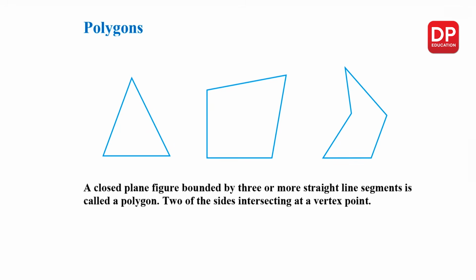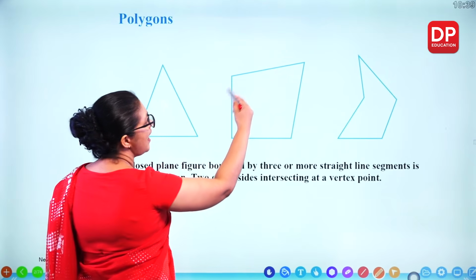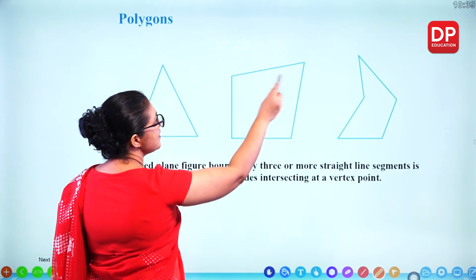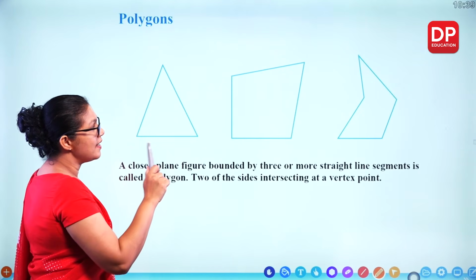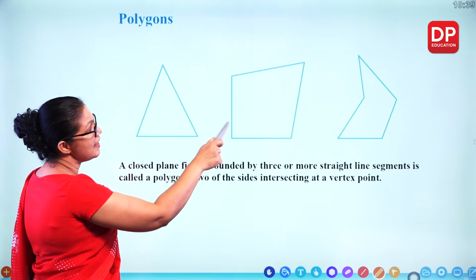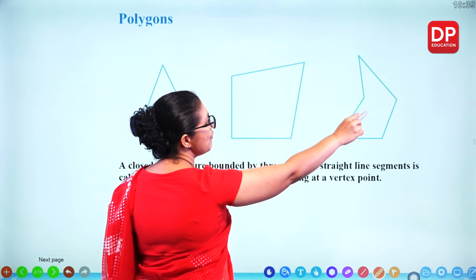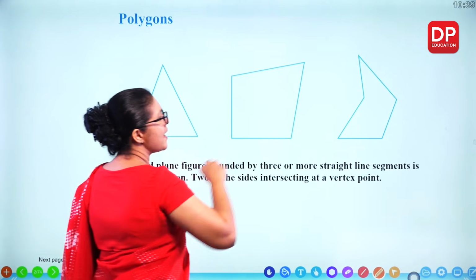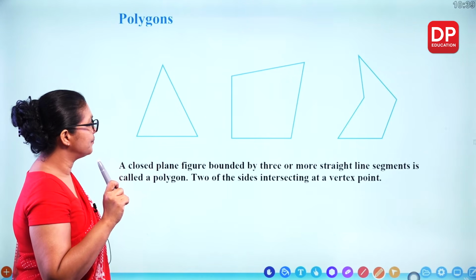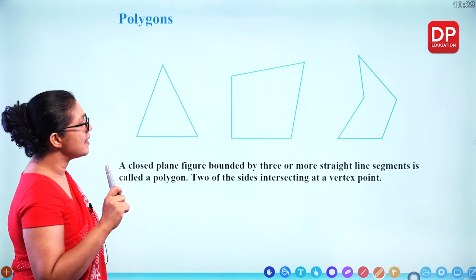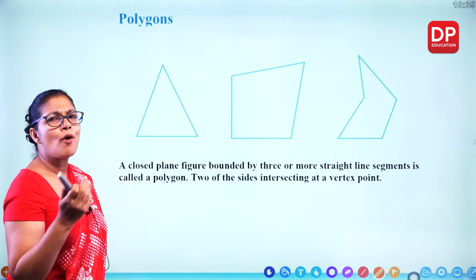Look at these shapes. A triangle and 4 lines are there. Do you know the name? We are learning that. Quadrilateral. How many lines are there? 1, 2, 3, 4, 5. 5 lines are there. A closed plane figure bounded by 3 or more straight line segments is called a polygon.